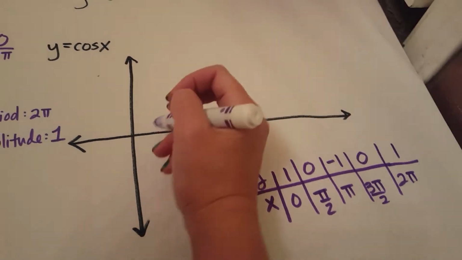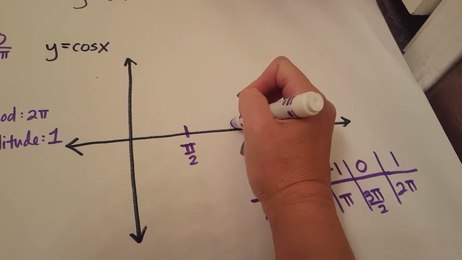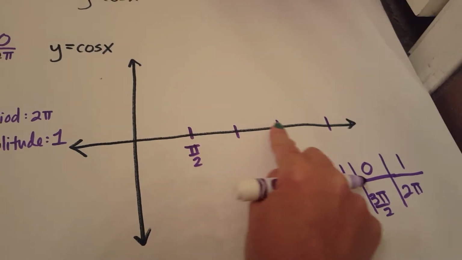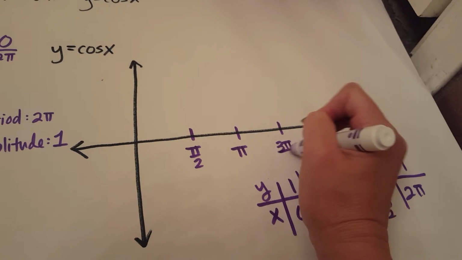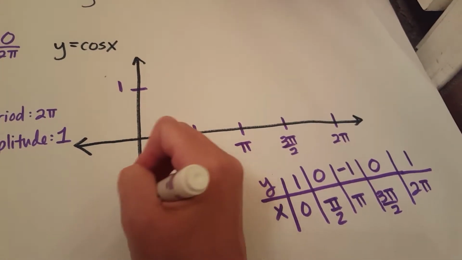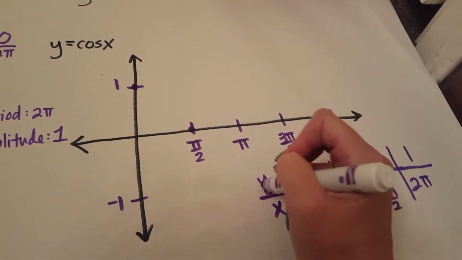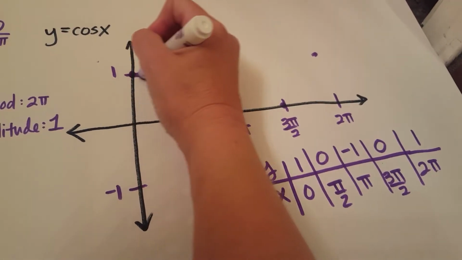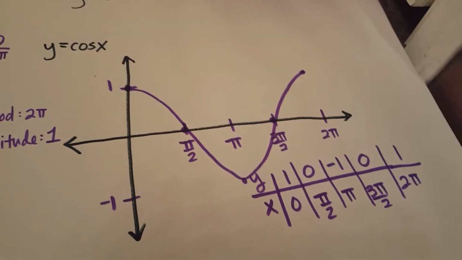Just as I did before with sine, I'm going to eyeball where pi halves is. And I'm going to keep making those tick marks so that I have a total of 5 cuts. Pi, 3 pi halves, 2 pi. Then we're going to have a height of 1, a low of -1. And here we go. It's going to be close. I'm going to run into my table. But here's the graph of cosine.